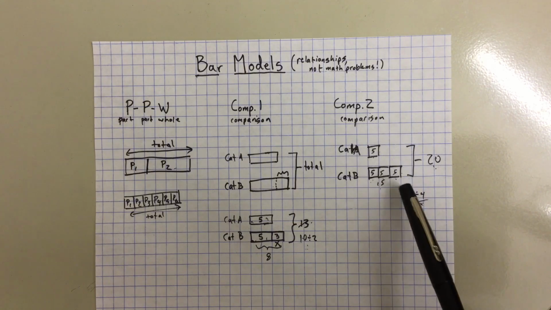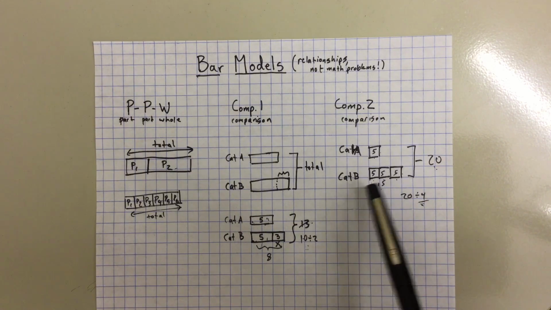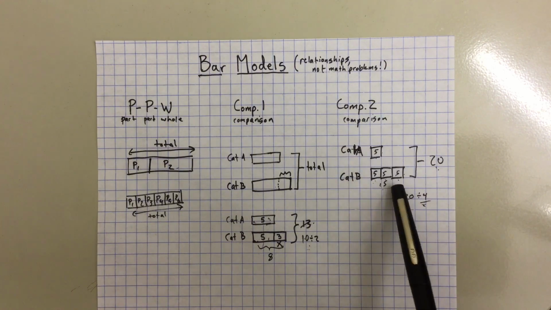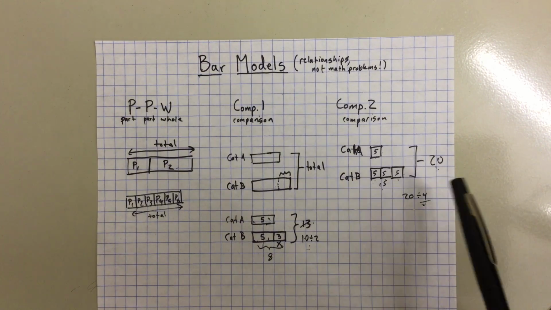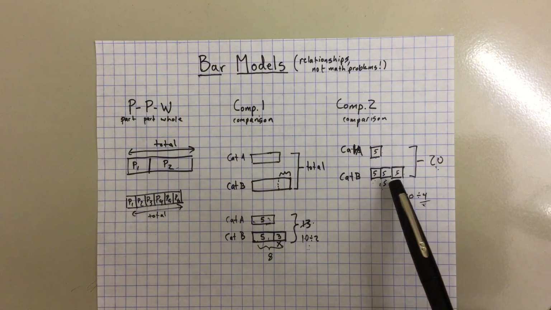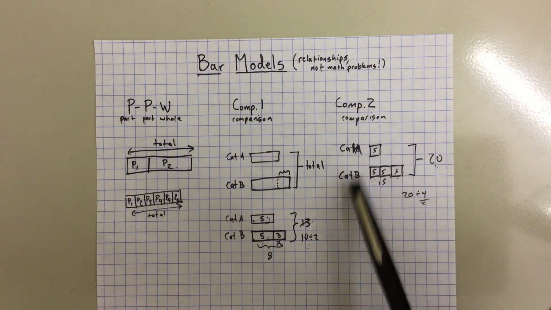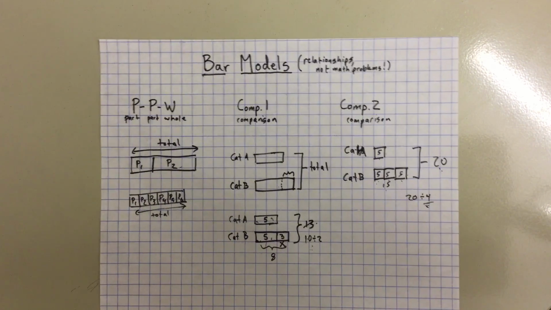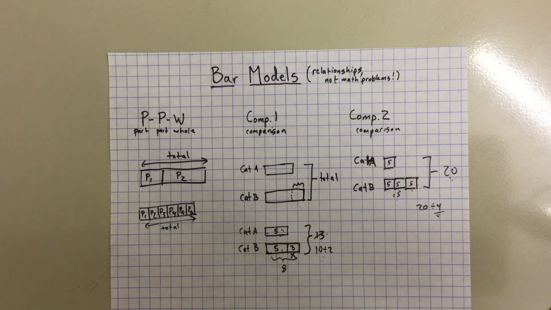And then there's a comparison where they actually say one is 2 or 3 or 4 times bigger, and you give each of them boxes to kind of show that relationship. And once you do that, you can figure out you should do a division problem or a multiplication problem to figure out what you want based on the info they give you in the math problem.